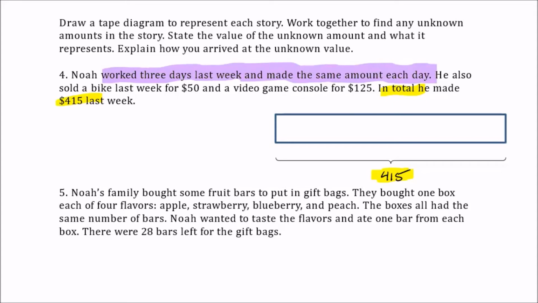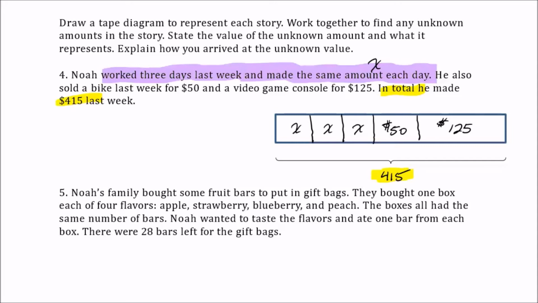So I'm going to put in my 3 days of work here. Noah's 3 days of work. There's 3 days of work. I don't know how much he made each day, so I'm going to call that X. Those are his 3 days of work. He also sold a bike for $50. Now, how big we make these squares, we don't really know. It doesn't really matter. I did want to make all my X dividing lines the same since I know those are equal amounts. And then a video game console for $125. So this looks like a good tape diagram here for this problem.